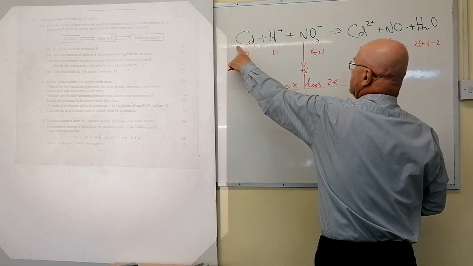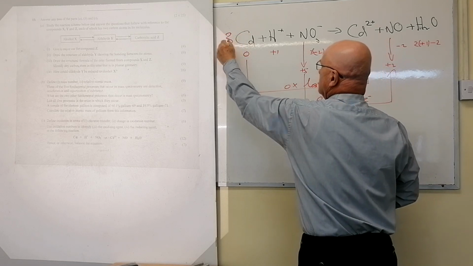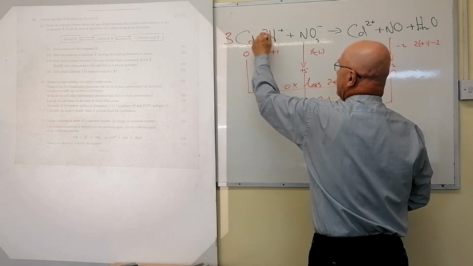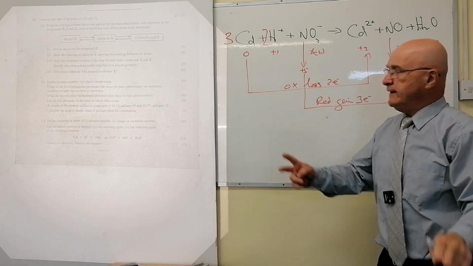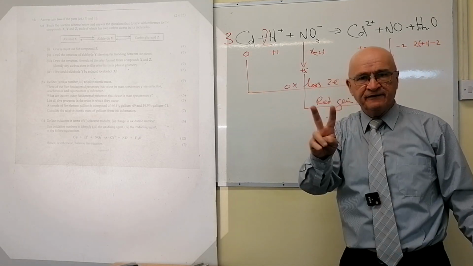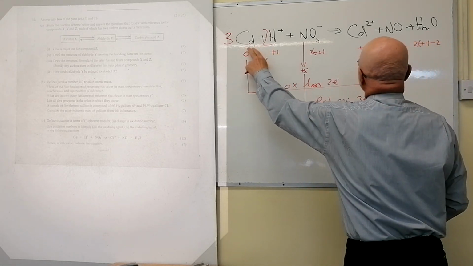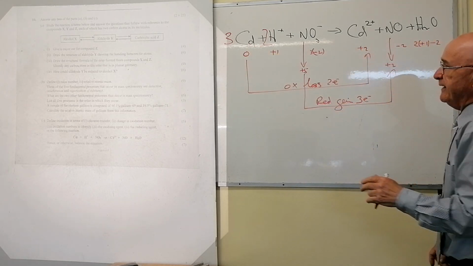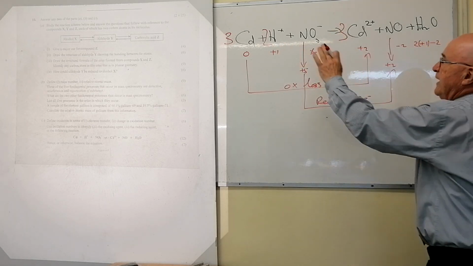This fellow's losing 2, this fellow's gaining 3. Losing 2, losing 6, gaining 6. 2 3s and 3 2s. Now, here I go again. You can't touch that ratio for the rest of the balancing. You can't touch it. So we have 3 cadmiums here, and I'm going to balance the rest by inspection. 3 cadmiums, so I need a 3 there. Very good. Leave hydrogen to last.